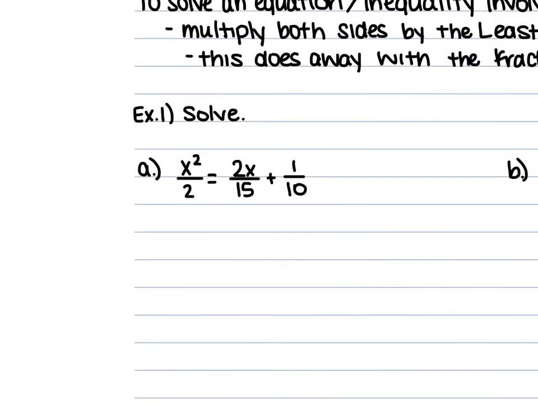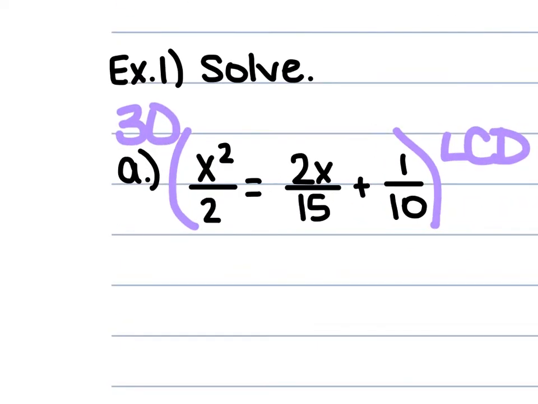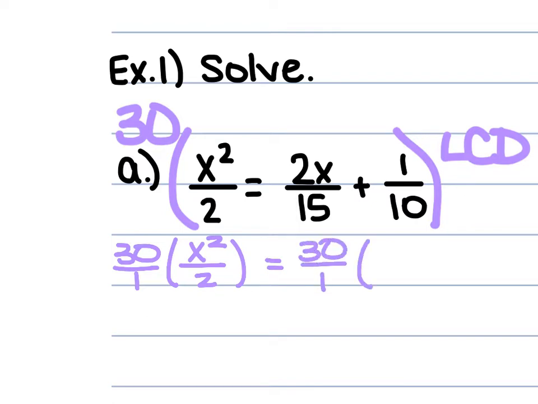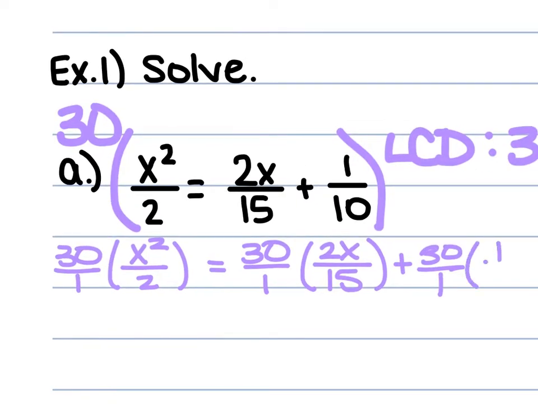When we do this, the whole idea is to get rid of those fractions. So if we look at example A, we have x squared over 2 is equal to 2x over 15 plus 1 over 10. So our whole idea is to find the least common denominator, which for this one is going to be 30. So we're going to multiply the entire thing by 30. So we're going to have 30 over 1 times x squared over 2, is equal to 30 over 1 times 2x over 15 plus 30 over 1 times 1 over 10.